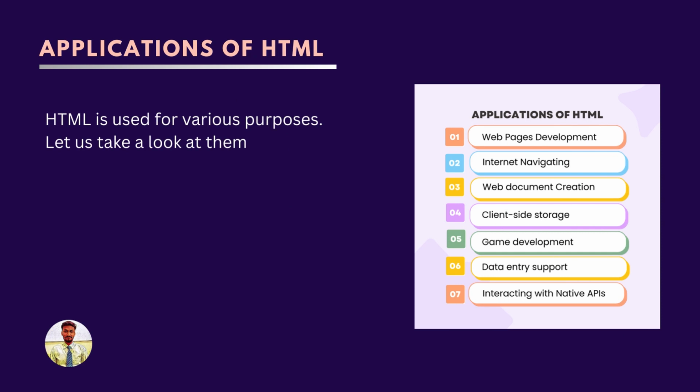Applications of HTML. HTML is used for various purposes. Let us take a look at them. Number 1. Web pages development. HTML is heavily used for creating pages displayed on the World Wide Web. Every page contains a set of HTML tags, including hyperlinks used for connecting to other pages. Every page that we witness on the World Wide Web is written using a version of HTML code.